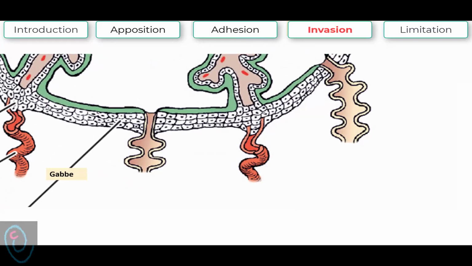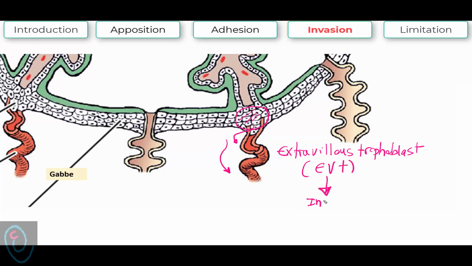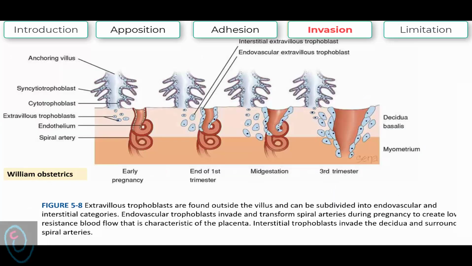At the tip of the anchoring villi, there is no covering syncytial trophoblast. A group of trophoblasts will leave the trophoblast cell columns and migrate into the endometrium and the upper part of the myometrium. These cells are called extravillous trophoblast. When extravillous trophoblasts leave the trophoblast cell column, they switch into an invasive phenotype. Extravillous trophoblasts are further subdivided into endovascular and interstitial trophoblast.